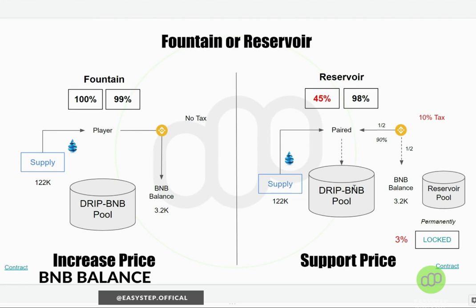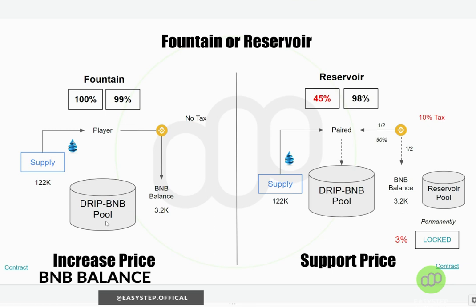Now here in this diagram, we see that we have the fountain and the reservoir side by side, and we can find BNB in both of these contracts. But we also know that some BNB that comes from the reservoir is paired with DRIP from the faucet. And that's through the compound transactions. And when that DRIP is paired with that BNB from the reservoir, it creates an LP, and that's added to the BNB balance. So that's one way that the BNB balance is influenced, but the other way is the fountain and the reservoir. So let's start with the fountain.